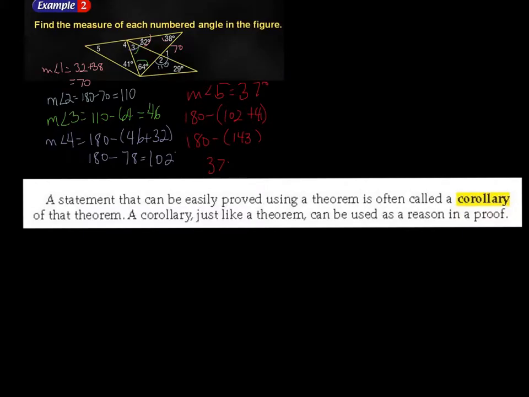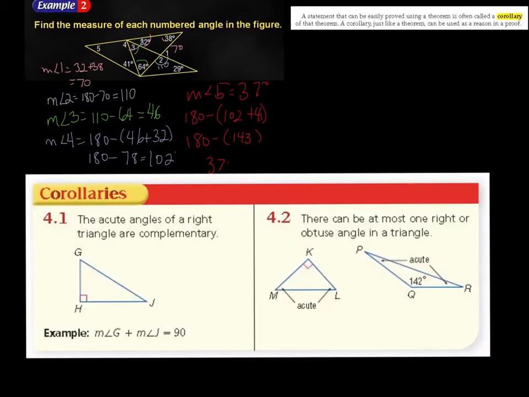We've talked about postulates as statements that are so basic they can't be proven. Theorems are statements that can be proven from postulates and other theorems. A statement that can be easily proved by using a theorem is often called a corollary of that theorem. A corollary, just like a theorem, can be used as a reason in a proof. Corollary 4.1 states that the acute angles of a right triangle are complementary. And theorem 4.2 states there can be at most one right or obtuse angle in a triangle.